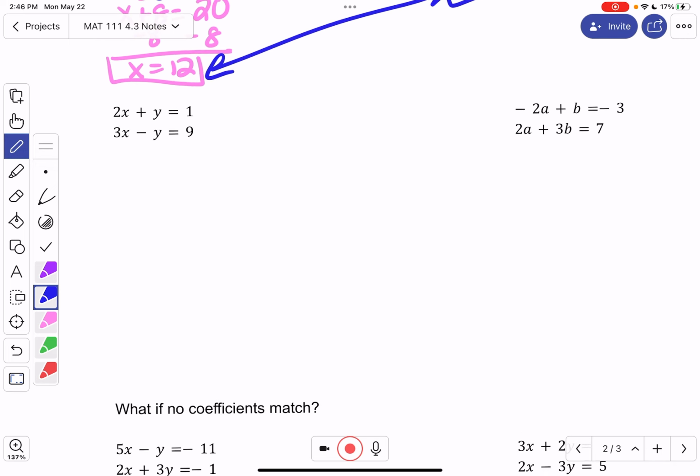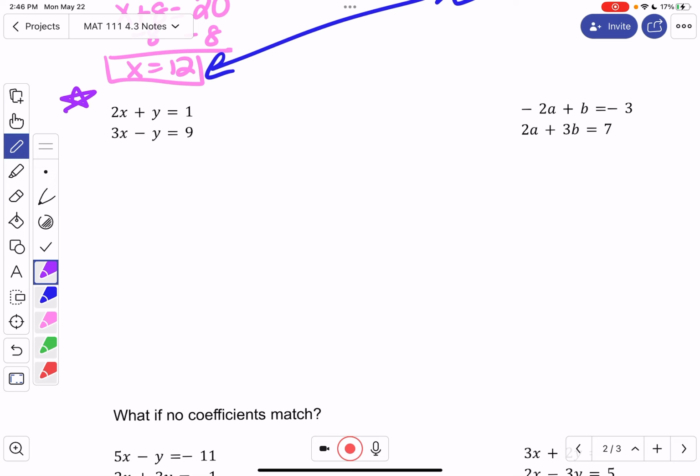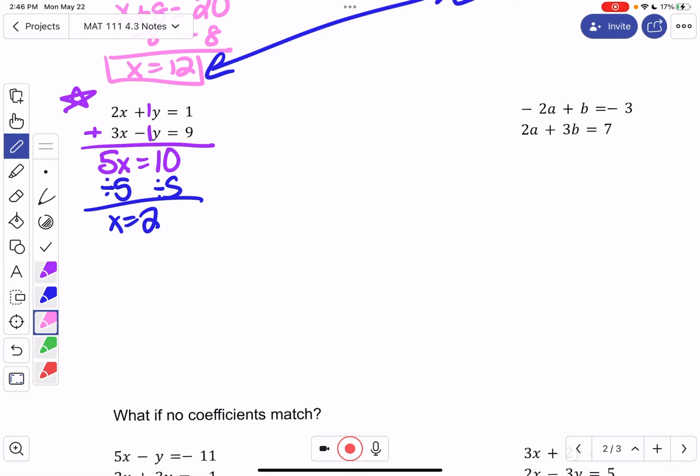So let's look at this one. If we look right here, the x has a 2 and a 3. Whereas the y's both have 1s. So we're going to go with the y's. And one's positive and one's negative, so we're going to add everything. 2x plus 3x is 5x. 1y plus negative 1y is 0. And 1 plus 9 is 10. Divide both sides by 5, and I get x equals 2.